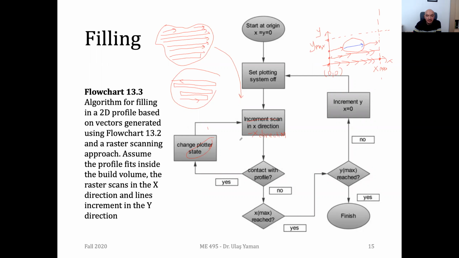Thank you. Any questions, guys, about these algorithms? We have seen three of them: finding the intersecting portions, ordering them on the layer, and then filling the interior of these boundaries.